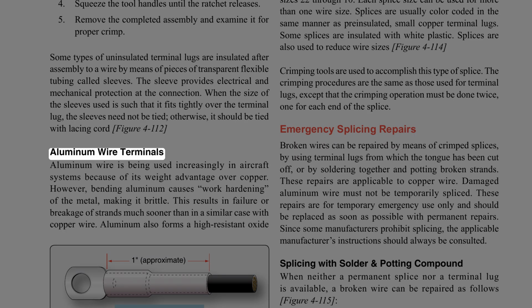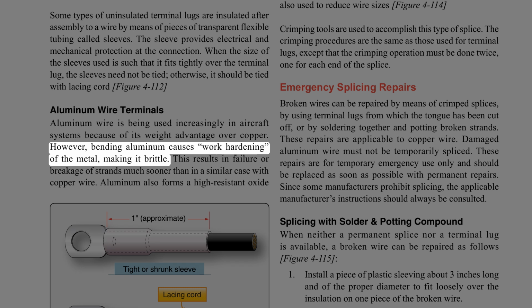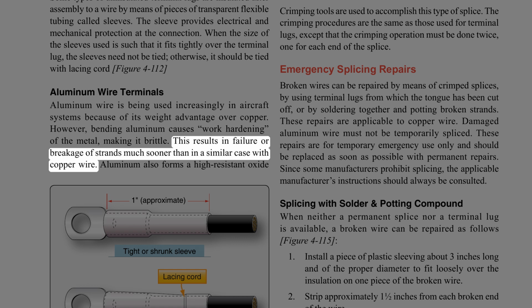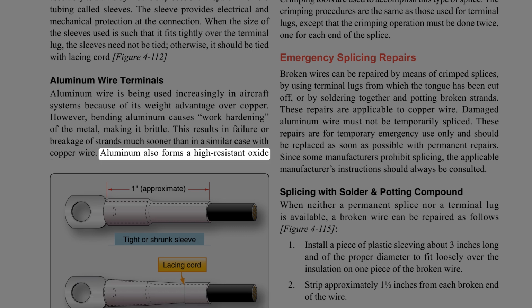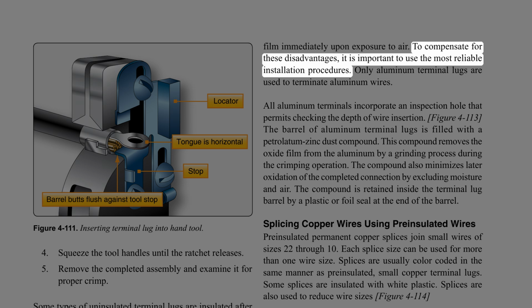Aluminum wire terminals. Aluminum wire is being used increasingly in aircraft systems because of its weight advantage over copper. However, bending aluminum causes work hardening of the metal, making it brittle. This results in failure or breakage of strands much sooner than in a similar case with copper wire. Aluminum also forms a high-resistant oxide film immediately upon exposure to air. To compensate for these disadvantages, it is important to use the most reliable installation procedures.